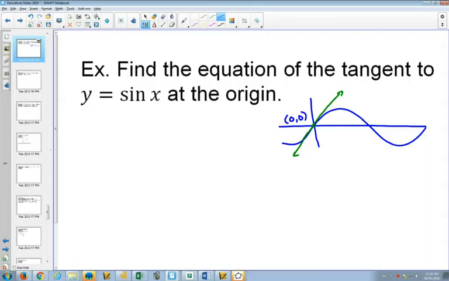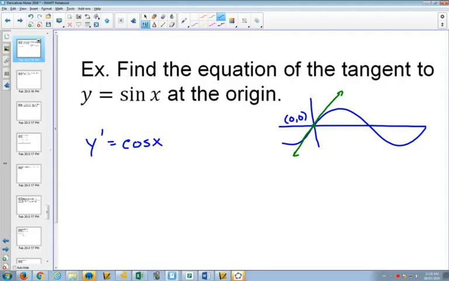Now the big idea of derivatives is when we find the derivative, we're finding a function of all the slopes possible anywhere along there. So when I find the derivative of sine x, and the derivative of sine x is cos x, that derivative is an equation for all the slopes of all the tangents, no matter where you are.